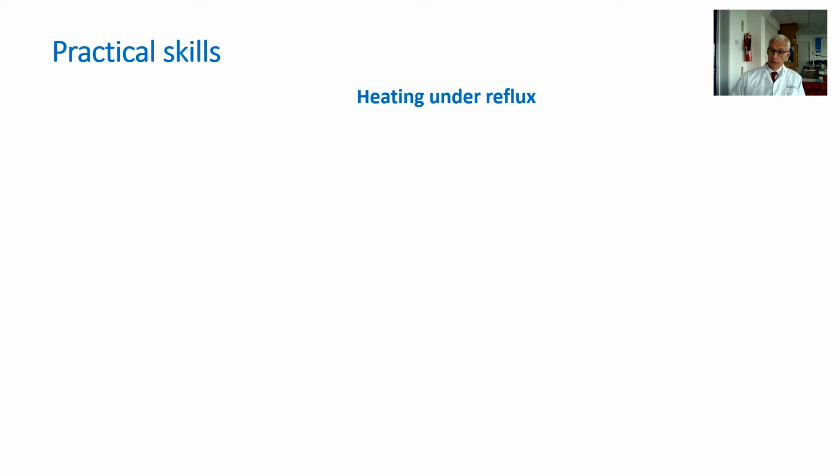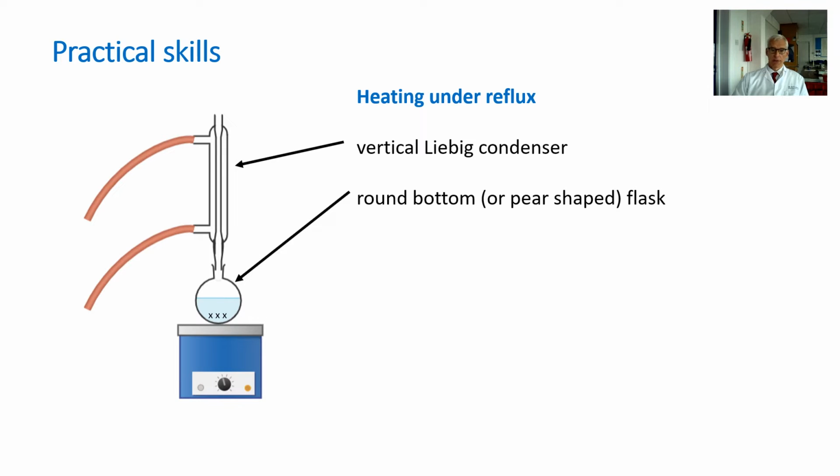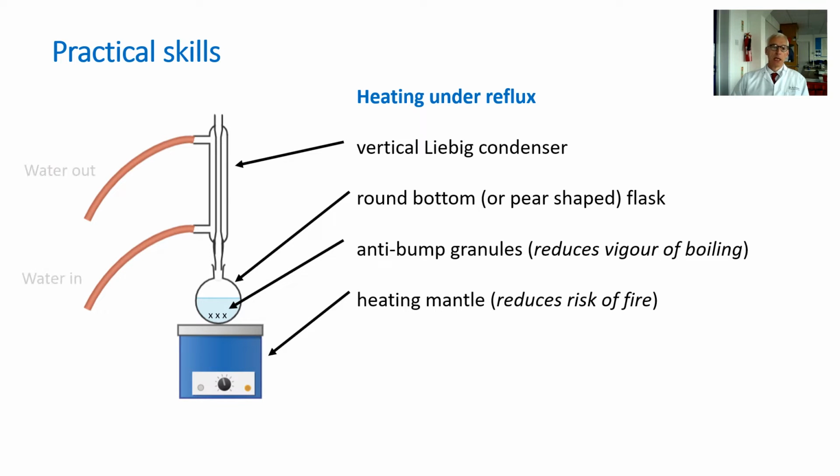Okay, so assuming that you've finished your diagram, here is a diagram of a reflux arrangement. We've got a vertical Liebig condenser, a round bottom or pear-shaped flask. Anti-bump granules, did you include those? Anti-bump granules need to be included. They reduce the vigour of boiling. Heating mantle, other heating methods are acceptable, except of course that heating mantle does reduce the risk of fire. Water in and water out. Water in at the bottom, water out at the top.